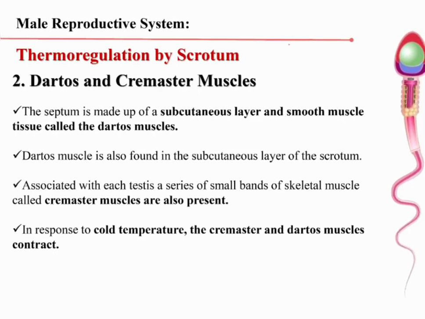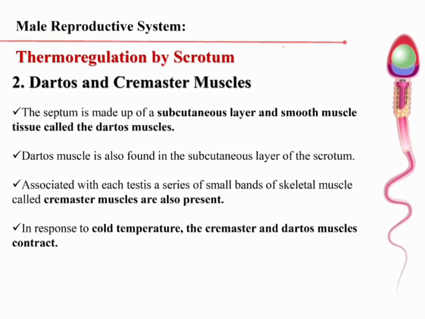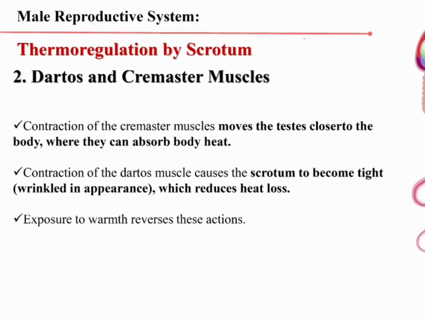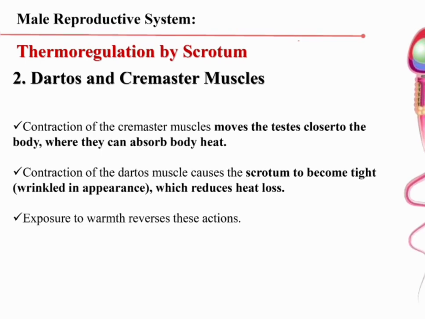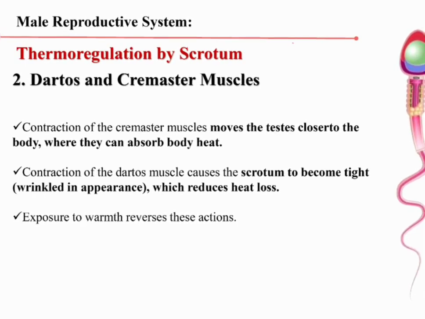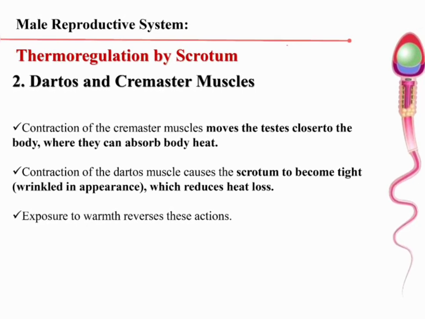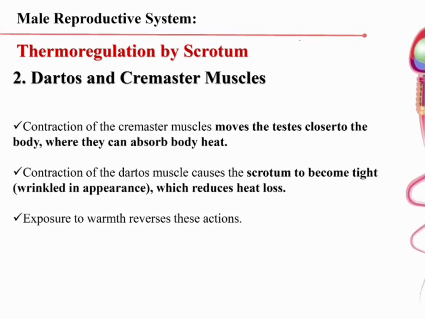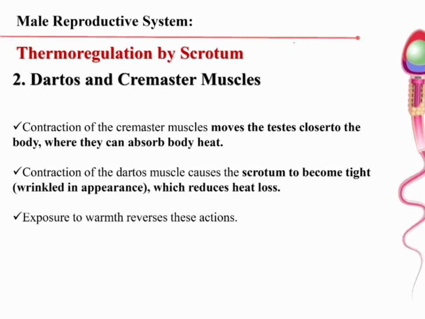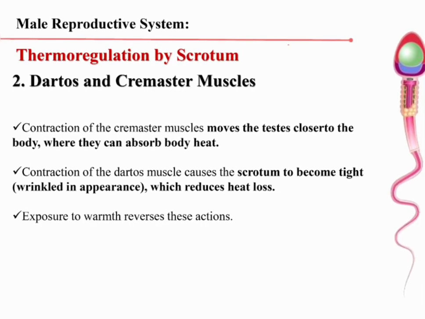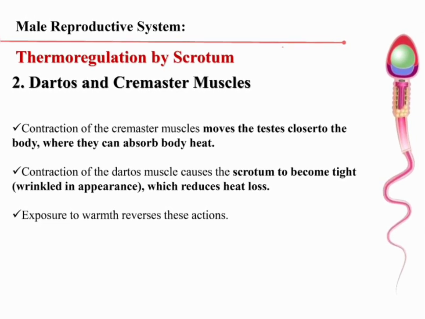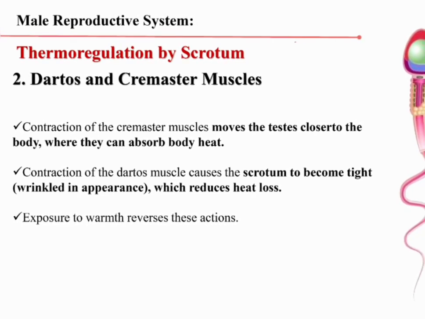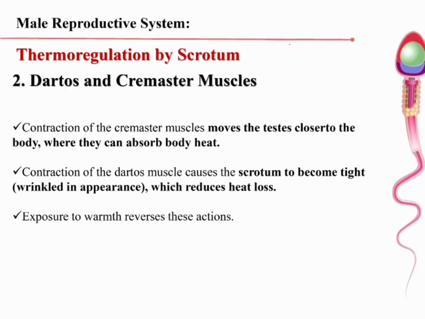In response to cold temperature, the cremaster and dartos muscles contract. Contraction of the cremaster muscles moves the testes closer to the body, where they can absorb body heat. Contraction of the dartos muscle causes the scrotum to become tight and wrinkled in appearance, which reduces heat loss. Exposure to warmth reverses these actions.